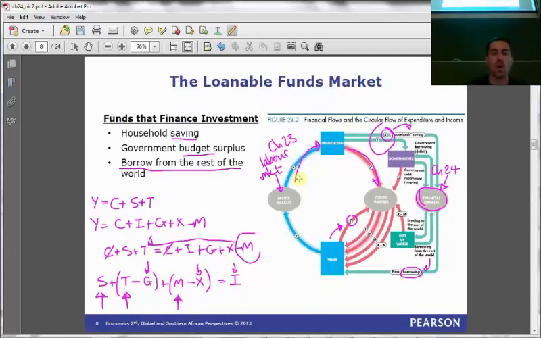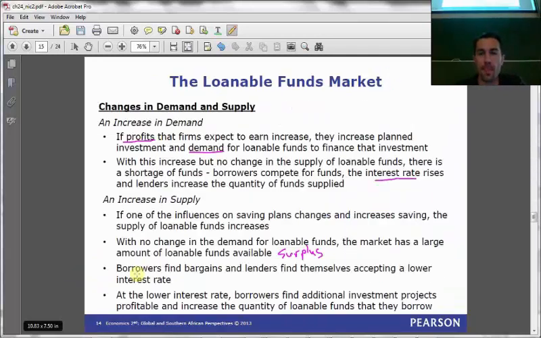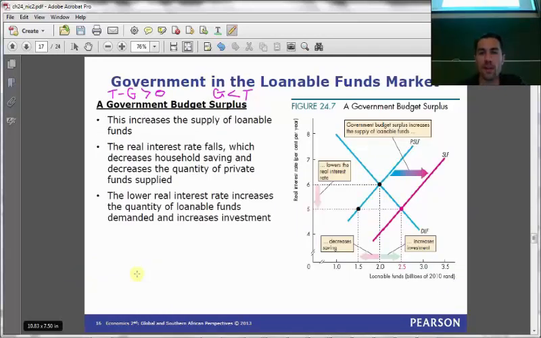Remember, what kind of savings do we have? We can have savings from the private sector, from households. We can have savings from the government, and we can have savings from the rest of the world. All of those kinds of savings can fund our investments. So at the moment we're talking about a government surplus, so it's savings from the government. So if government has savings, that can increase the supply of loanable funds.